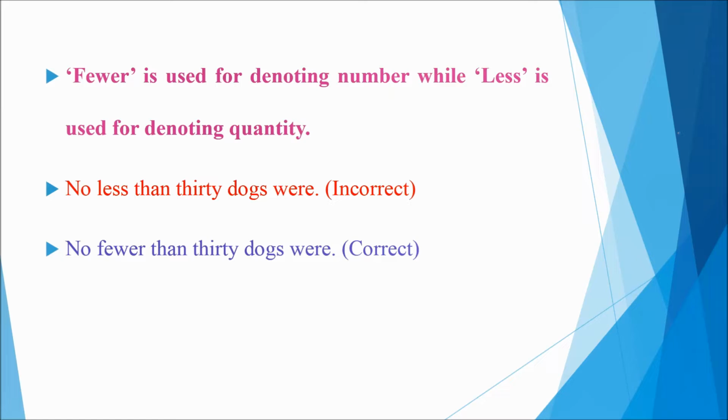Let's see the first sentence. No less than 30 dogs were. Is that correct sentence? No. The correct sentence is no fewer than 30 dogs were. Here 30 is denoting number, so we have to add fewer in this sentence.